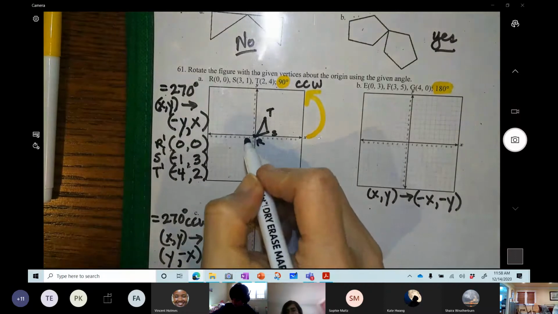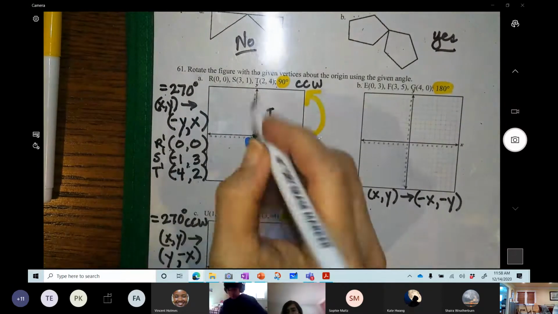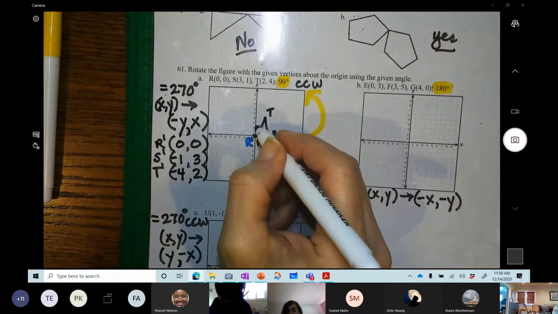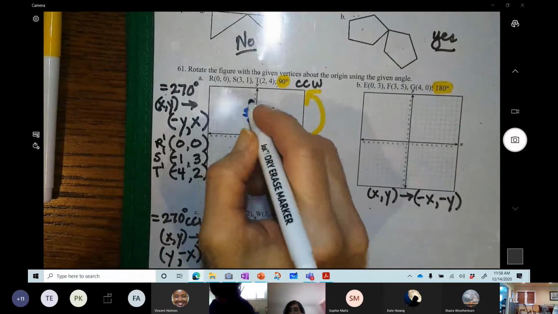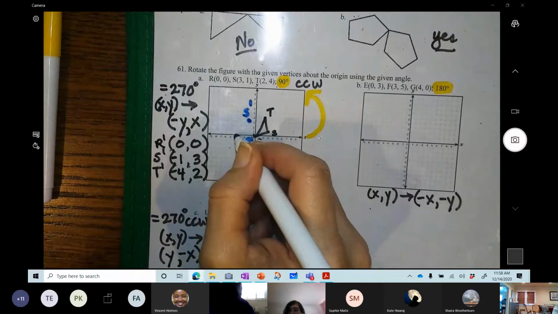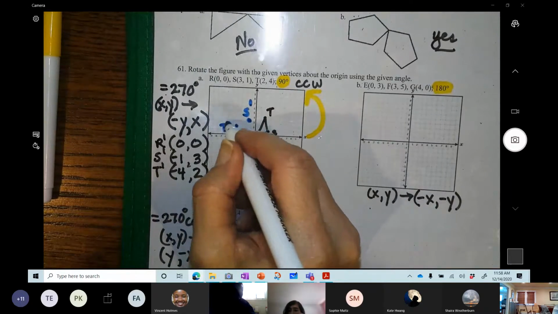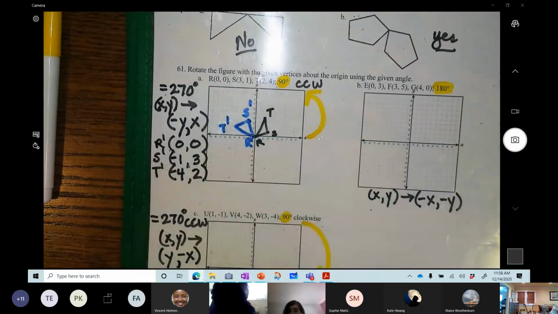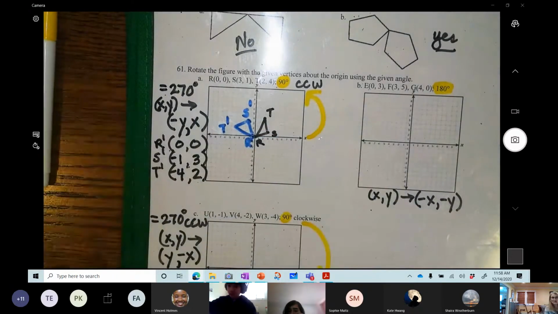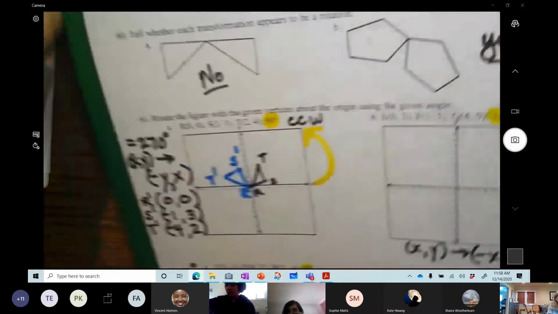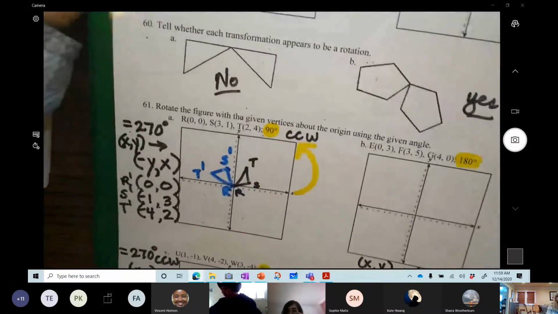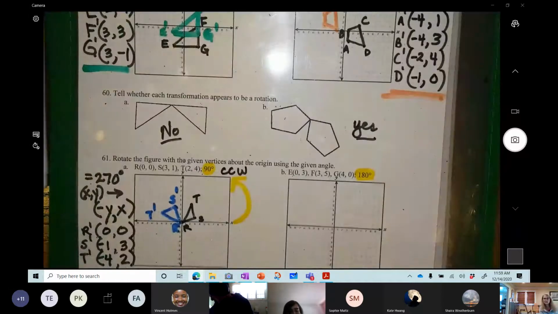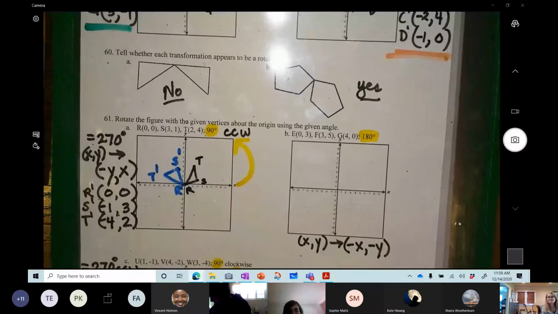Okay, R prime goes here, S prime is -1, 3, and T prime is -4, 2. There you go. And of course, you can always pick this up and go, okay, if I go 90 degrees, yeah, that looks like what I started with. Okay, so now we're going to do the next one.